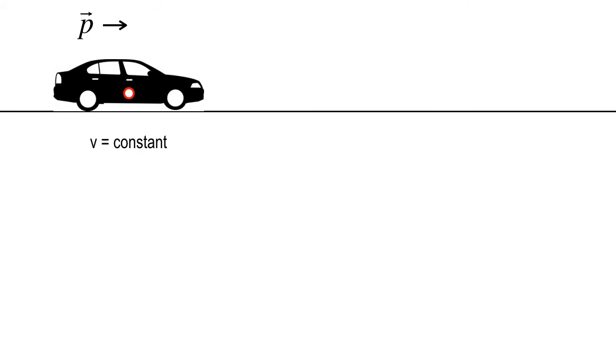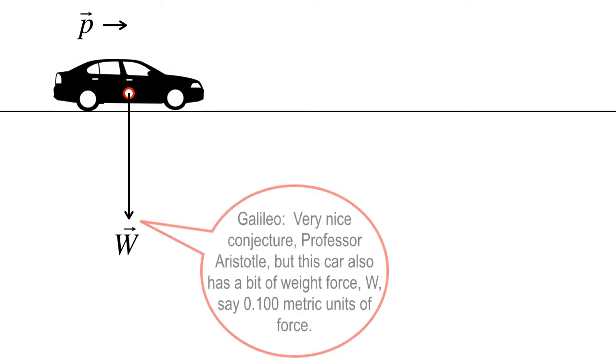And he said, look, you've got this. Your car, okay, push force P. And it's got a weight force. So go ahead and draw an arrow, and I want you to make this arrow 5 times bigger, or kind of eyeball it in, 5 times bigger than your push force arrow, the horizontal one. Now, Galileo says, okay, push force 0.02, good. Let's check the mass of this thing, the weight of this thing. And it happens to be 0.100 metric units of force. Let's say that that's what we've got.